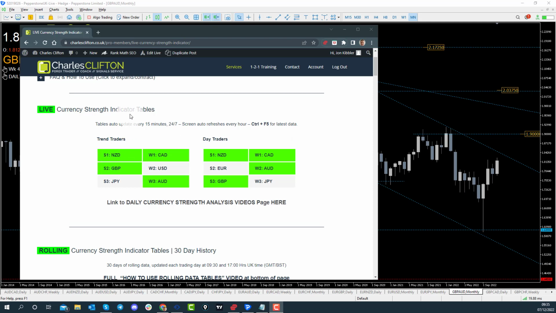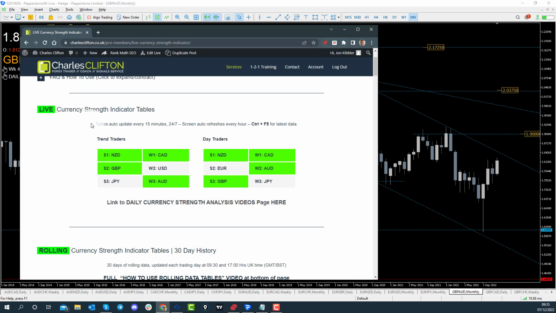Here we have the live currency strength indicator tables in front of us. We have two types of tables: the trend traders table and the day traders table. These are showing the same studies but just highlighting different time frames. Our trend traders is our higher time frame, our day traders is our lower time frame.